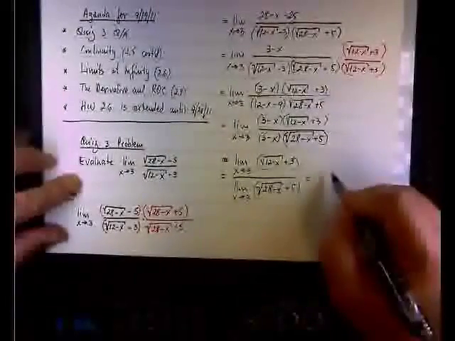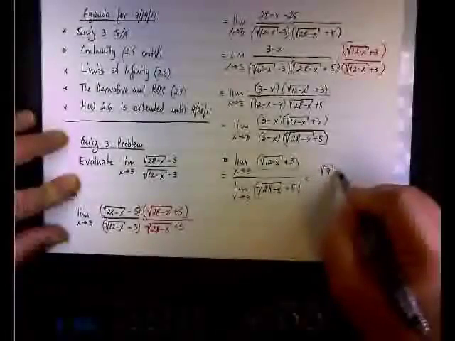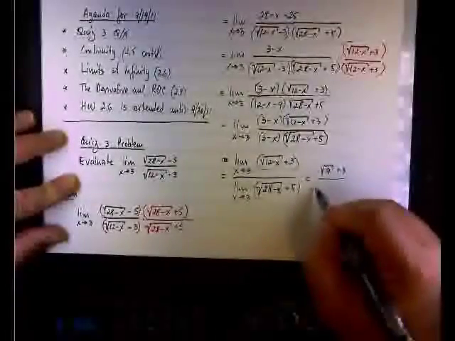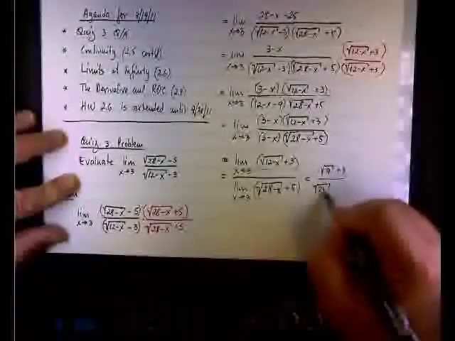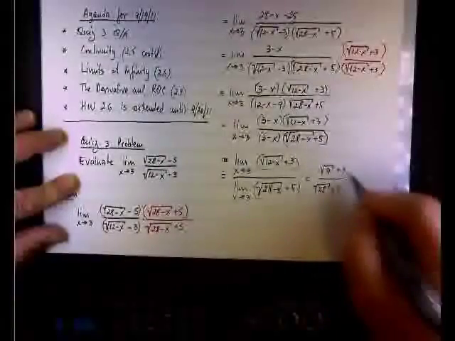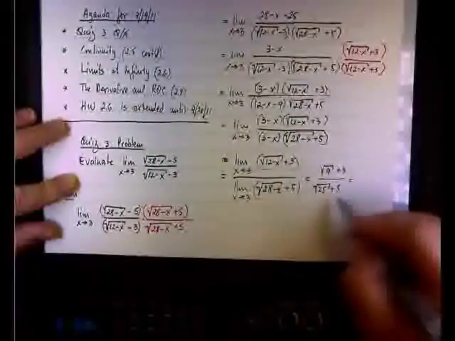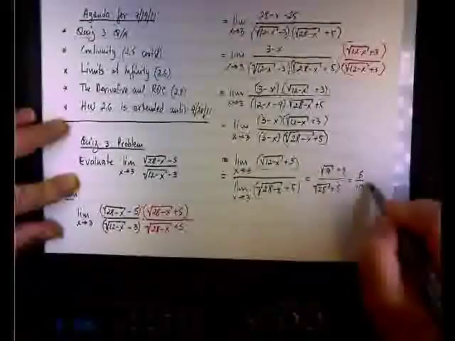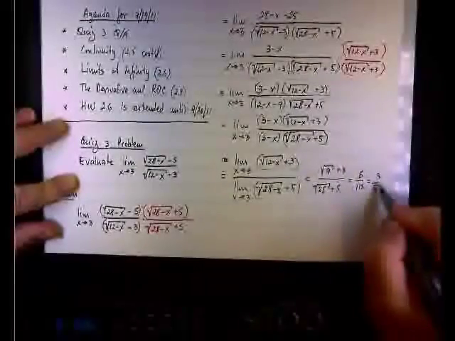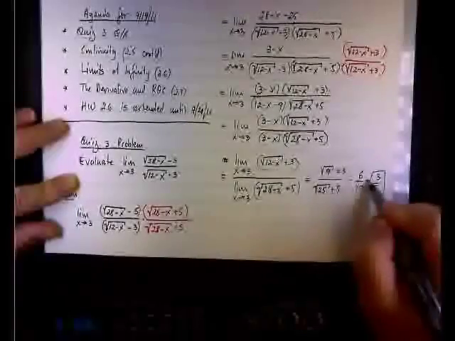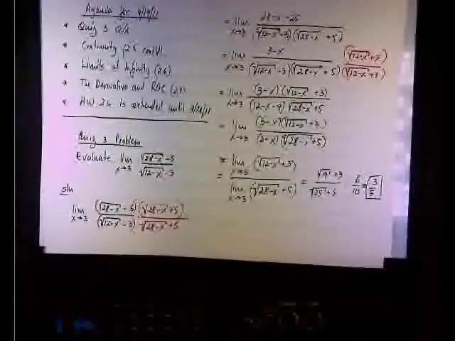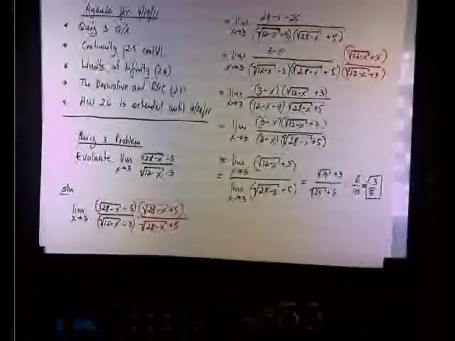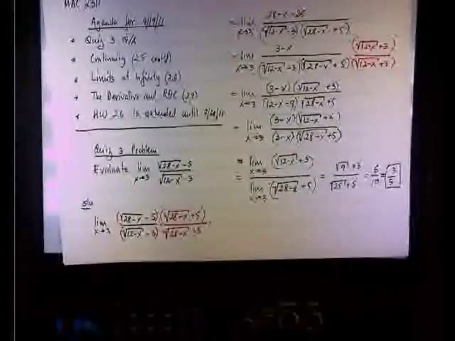So the substitution will give us the square root of 9 plus 3 divided by the square root of 25 plus 5. And of course we have 6 over 10, reduced to 3 over 5, like so. Okay, so this is a case where we need to multiply by the conjugate twice.